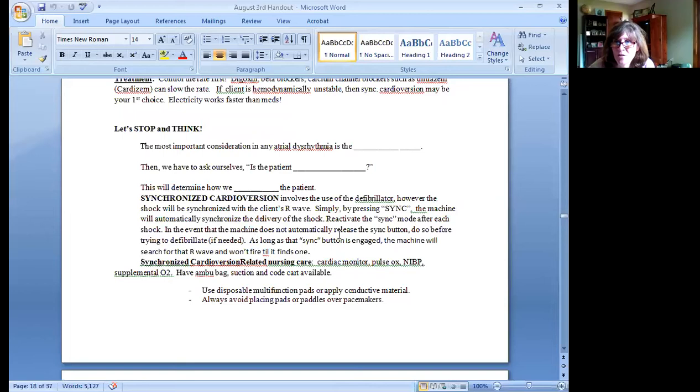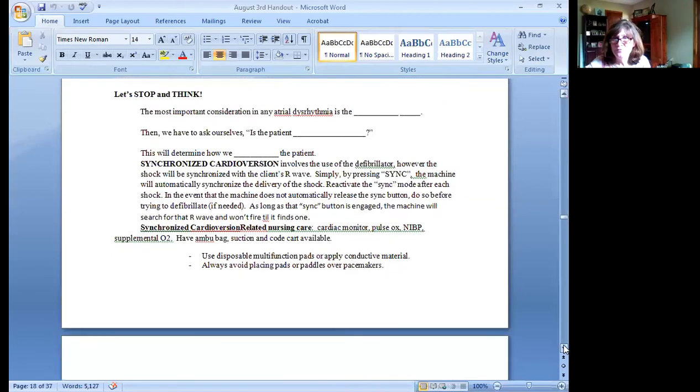All right. So as long as that sync button's engaged and you're seeing the highlight of the R wave, we're good to go. What's nursing related care for cardioversion?